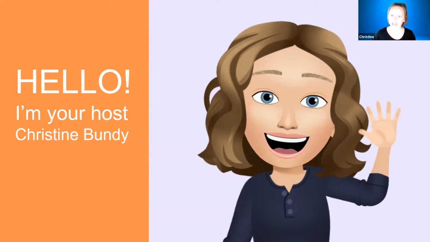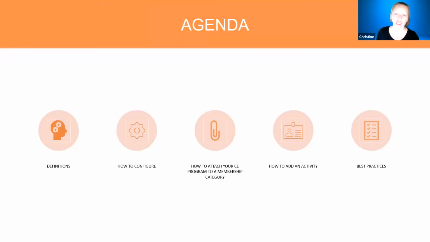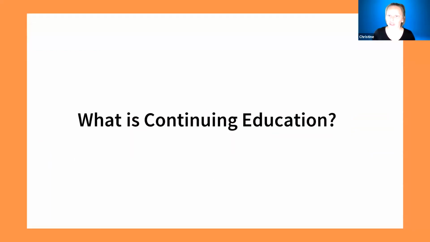For today's agenda, the first thing that we're going to do is go through a couple of definitions just so you can understand our terms versus what you would associate with them. Then we're going to go through how to configure your continuing education settings, and how to attach it to a membership. Finally, we're going to show you how to add activities both as an admin and as a member, so you and your members can know how to do that. And then we'll go through some best practices. So first, let's go through definitions.